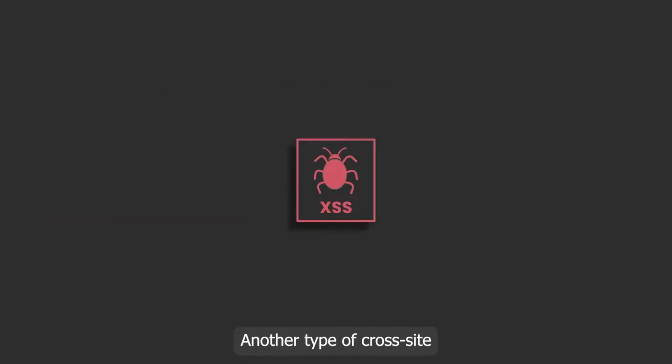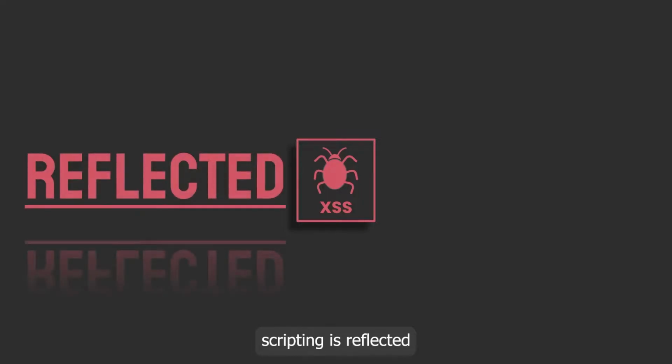Another type of cross-site scripting is reflected XSS. Reflected XSS happens when a web application receives data with a HTTP request, and returns this data in the response without proper validation or sanitization. The data is reflected off of the web server, hence reflected XSS.